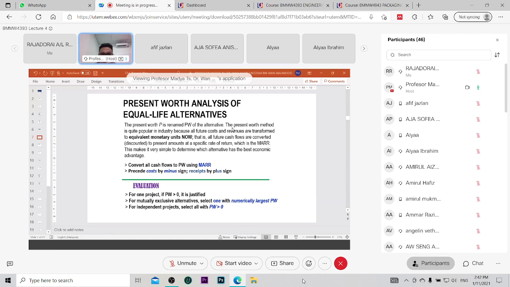Okay, we continue. The present worth, PW, of the alternative. The present worth method is quite popular in industry because all future costs and revenues are transformed to an equivalent monetary unit now. Now means the latest, referring to real time. If you focus on 2025, now refers to this year. If you refer to a different year, now becomes that year, depending on the target year.